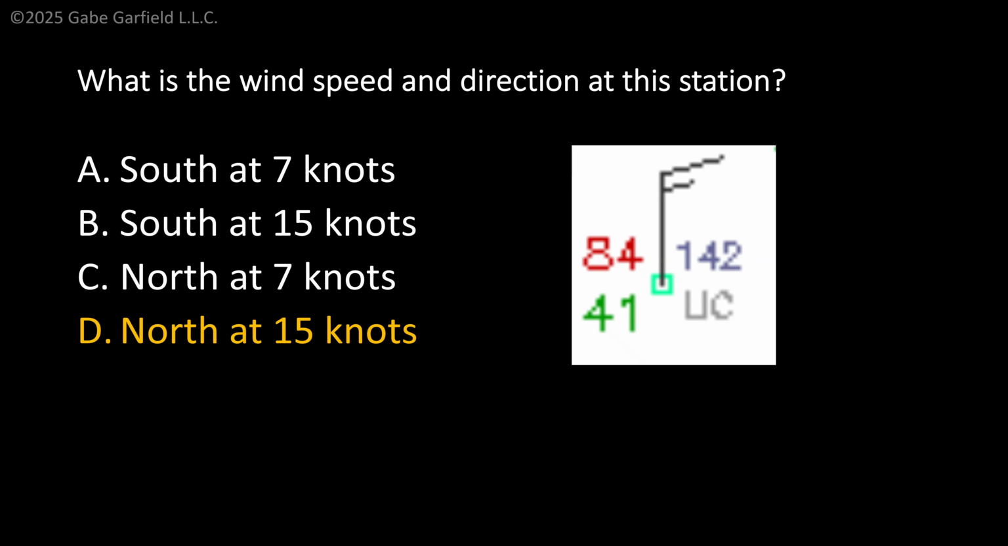If you answered D, north at 15 knots, you are exactly correct. So it turns out that this wind barb is coming from the north, right? So that is the direction of the wind. It's coming from the north and it has a long barb and a short barb. So the long barb is worth 10 knots. The short barb is worth 5. So that comes to a total of 15 knots. So you have a north wind at 15 knots.